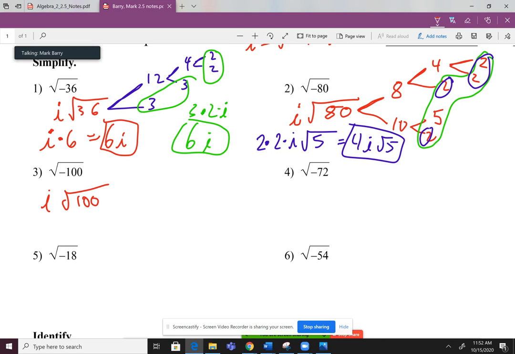The square root of 100, I think we should know. That one's 10. Once again, though, if we did break that down and look for twins, I'm not going to do it this time, but I would have ended up with the same answer if I did that right.